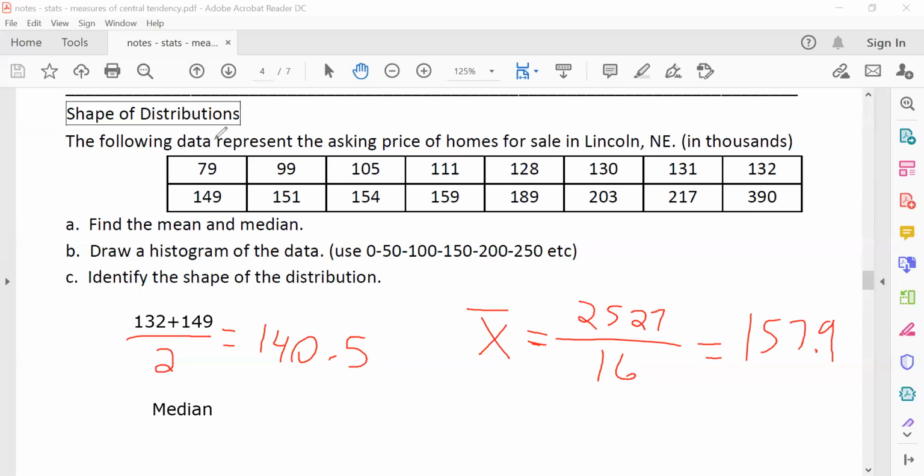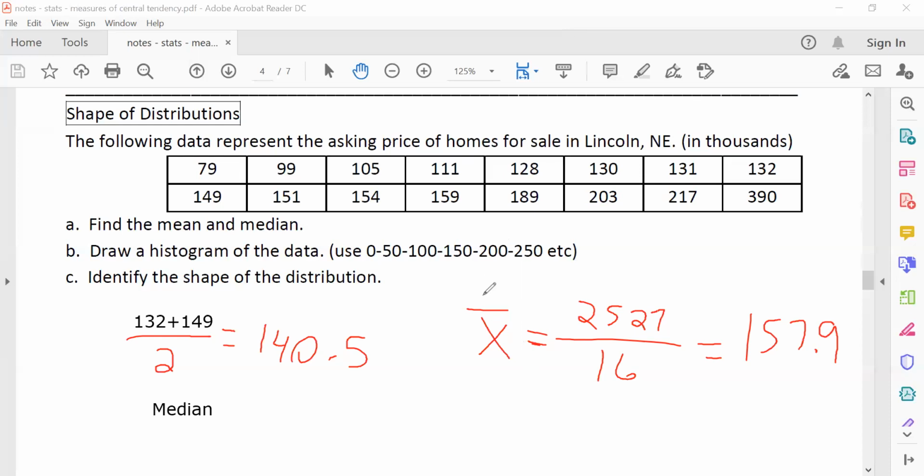157.9. That is a 9 at the end there, and not a mummy of some kind. There we go, it's a little better. So the average of the sample, that's why I used X bar. The average of the sample is about 157.9, which is about $157,900.